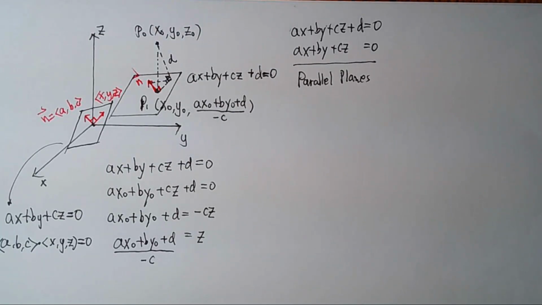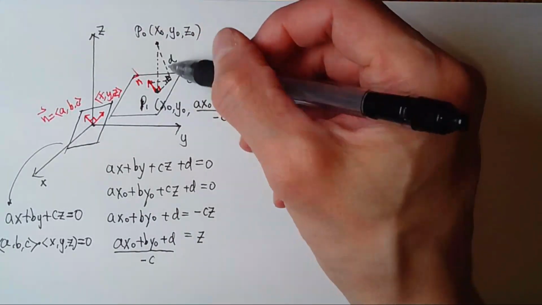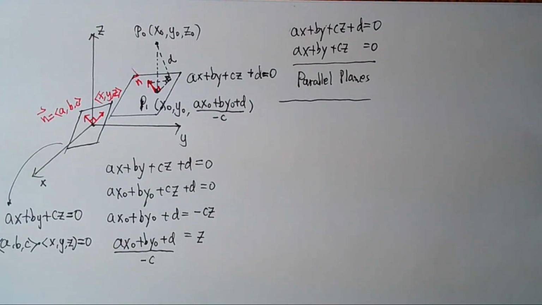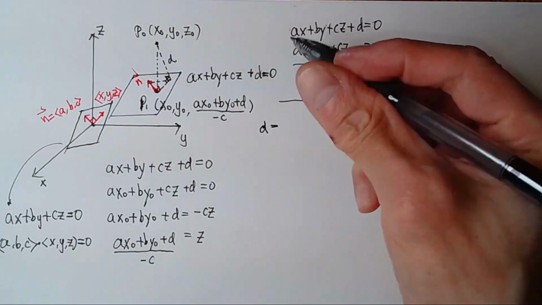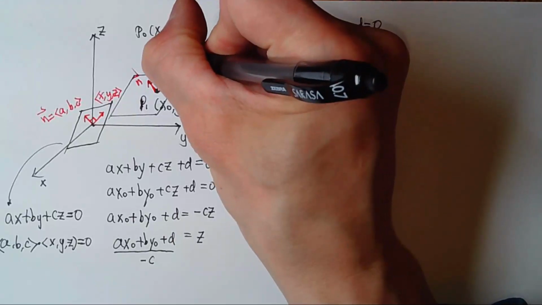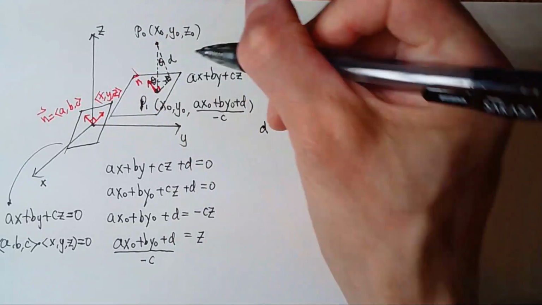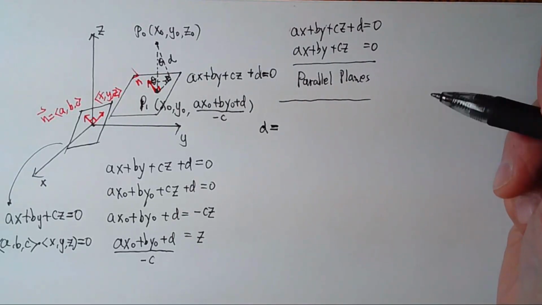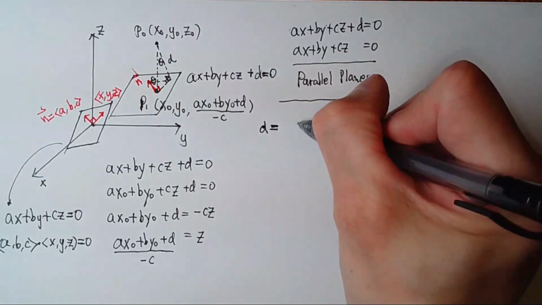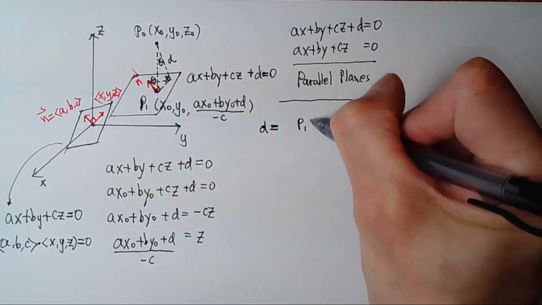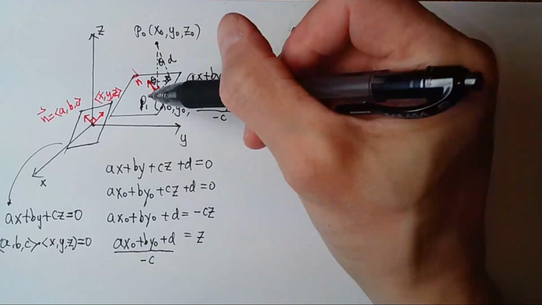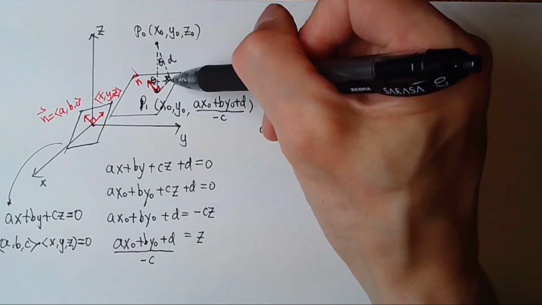And now, how do we find out what D is? Well, D is just, look at this triangle here. If that is angle theta, this one will be angle theta. So D equals the magnitude of the vector P1P0 times cosine of theta. The hypotenuse times cosine theta gives me D.